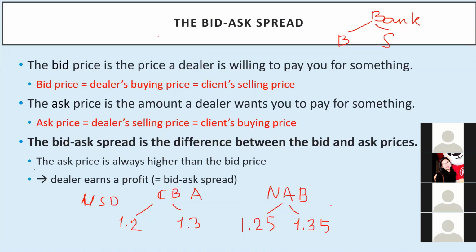So these quotes mean that, for example, for CBA, they are willing to buy the USD at 1.2 and they are willing to sell the USD at 1.3, right? So suppose that I want to buy the USD as a client. Suppose that I want to go to a bank and buy a USD. If I am a buyer, do I want to buy from CBA or do I want to buy from NAB? So which bank is more attractive to me if I want to buy the USD?